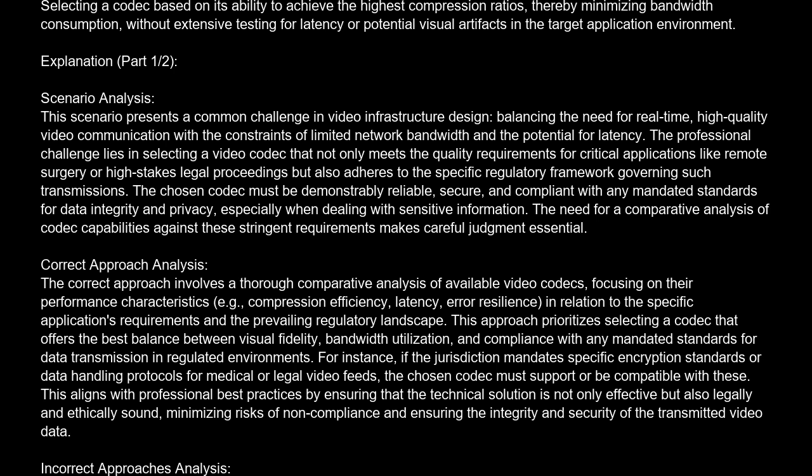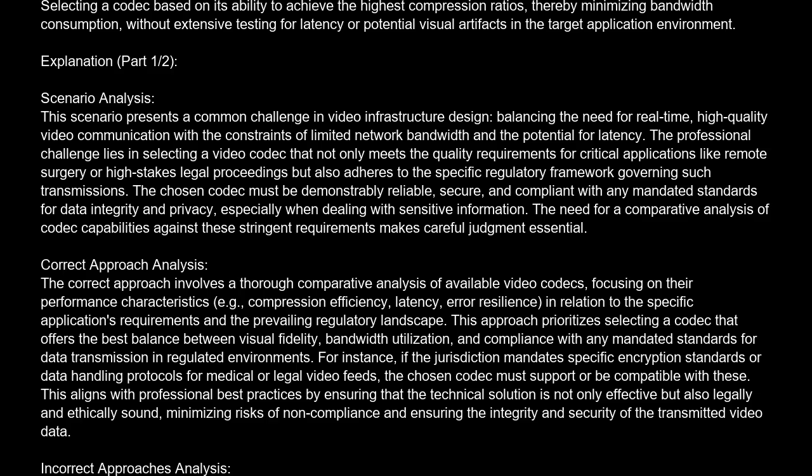Correct approach analysis. The correct approach involves a thorough comparative analysis of available video codecs, focusing on their performance characteristics, e.g., compression efficiency, latency, error resilience, in relation to the specific application's requirements and the prevailing regulatory landscape. This approach prioritizes selecting a codec that offers the best balance between visual fidelity, bandwidth utilization, and compliance with any mandated standards for data transmission in regulated environments. For instance, if the jurisdiction mandates specific encryption standards or data handling protocols for medical or legal video feeds, the chosen codec must support or be compatible with these.